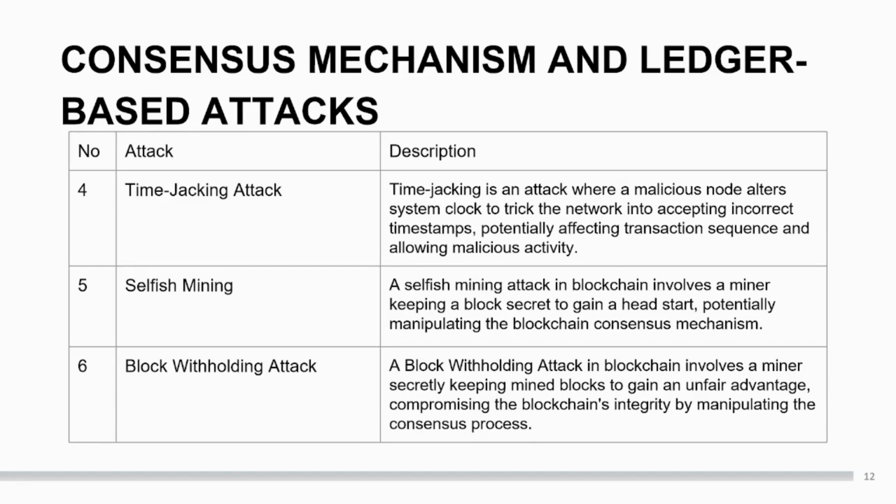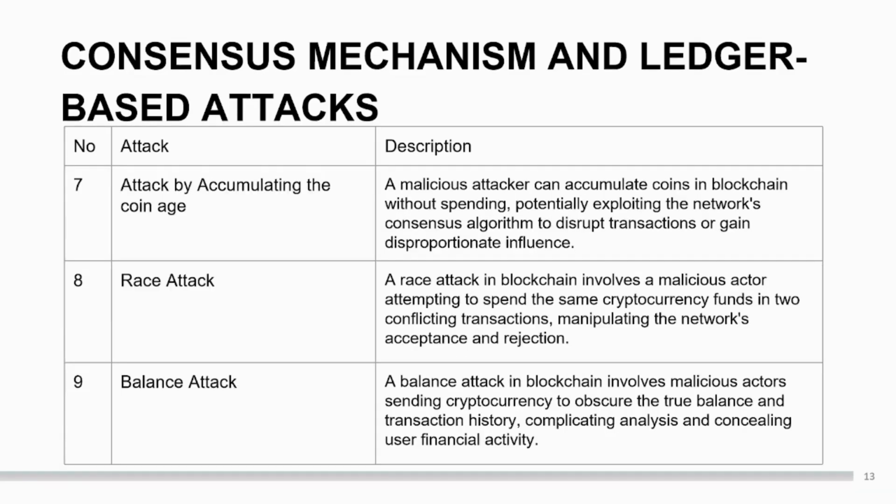Timejacking attack is an attack where a malicious node alters the system clock to trick the network into accepting an incorrect timestamp, potentially affecting transaction sequence and allowing malicious activity. Selfish mining attack involves a miner keeping a block secret to gain a head start, potentially manipulating the blockchain consensus mechanism. Block withholding attack in a blockchain involves a miner secretly keeping mined blocks to gain an unfair advantage, compromising the blockchain integrity by manipulating the consensus protocol.